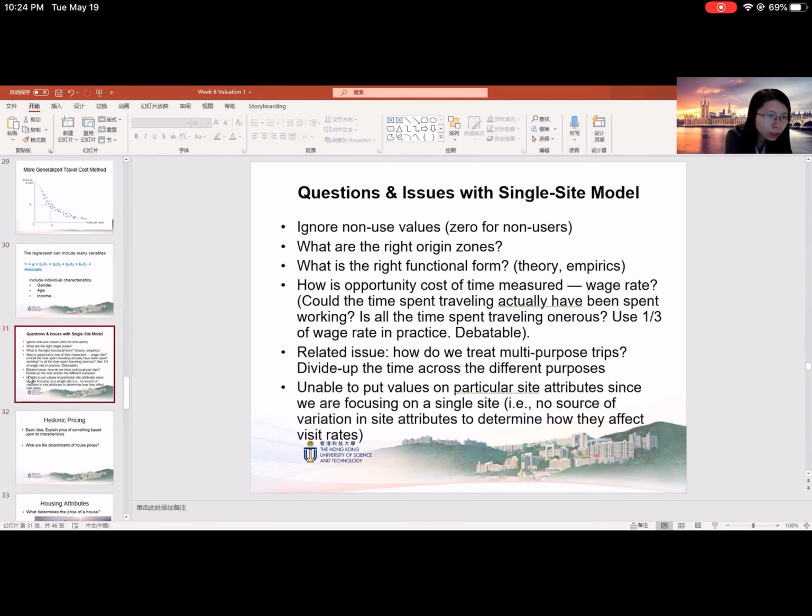There are other points. So what are the right origin zones? How far away do we need to draw these origin zones to apply this more generalized travel cost method? What is the right functional form? How is the opportunity cost of time measured? So how would you calculate the opportunity cost of time? How much would 1 hour be worth to you?